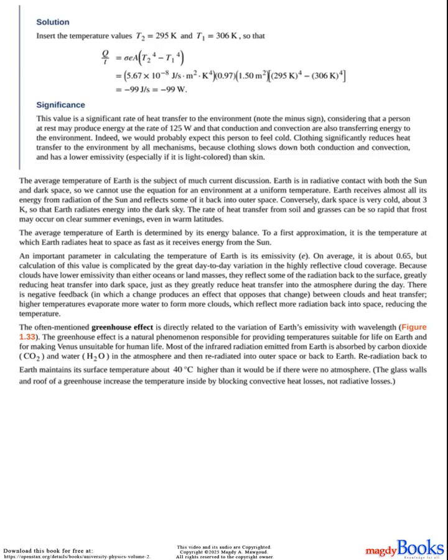Solution. Insert the temperature values T2 equals 295 K and T1 equals 306 K, so that Q over t equals sigma E A [(T2)^4 minus (T1)^4] equals (5.67 × 10^-8 J/(s·m²·K⁴)) × (0.97) × (1.50 m²) × [(295 K)^4 minus (306 K)^4] equals negative 99 J/s, equals negative 99 W.